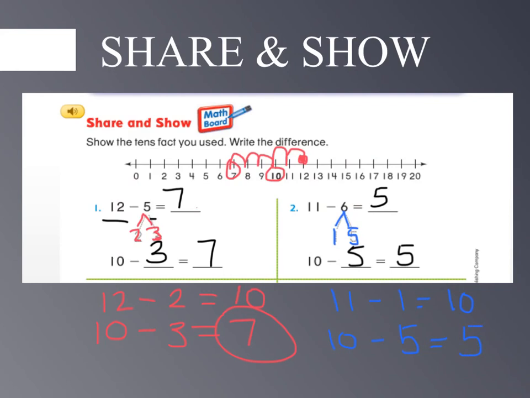Let's show this on the number line also. It's getting a little crowded, but I'll write it in a different color. We started at 11, and we took away 1 to get our 10. Next, we subtracted 5 from 10. So 1, 2, 3, 4, 5, and that gave us 5.